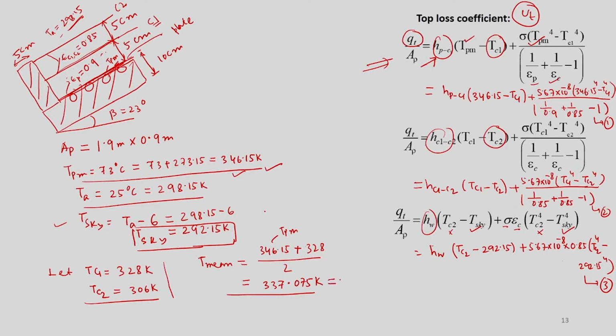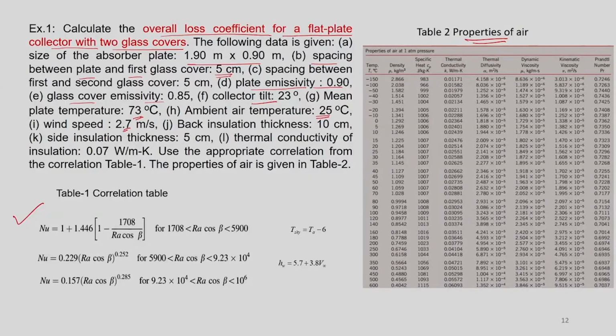So, in centigrade it will be 63.925 degree C. Okay. Now, what we need to do? We need to use this property table. Since this is at Celsius, we have 63, this value is in between here. So, we have to interpolate. To get the values, we need Prandtl number, kinematic viscosity, then thermal diffusivity, conductivity, all those values are required.